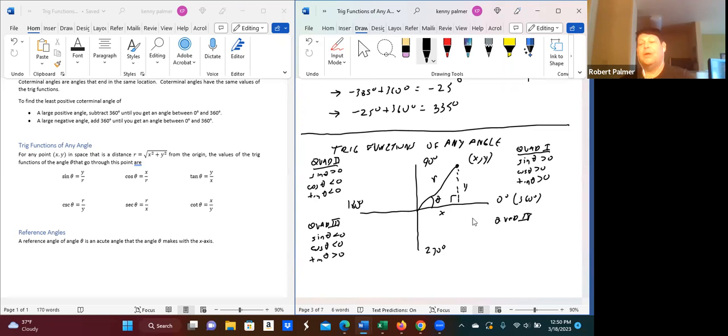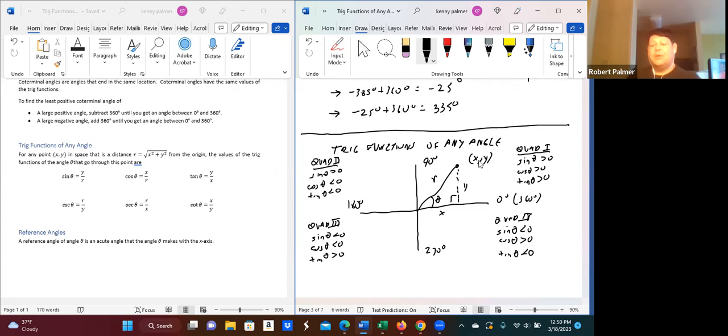we're below the x-axis, so y is negative, therefore sine is negative. We're on the right side of the y-axis, so x is positive, so cosine is positive. And since x and y have opposite signs in quadrant 4, tangent is negative. Once again, remember that the reciprocals have the same signs as their accompanying functions, and that r is this length, so r is always positive.